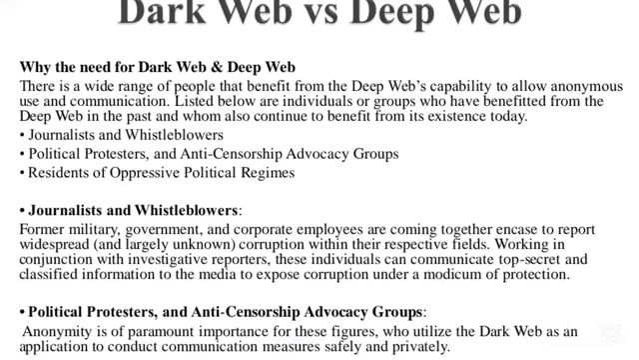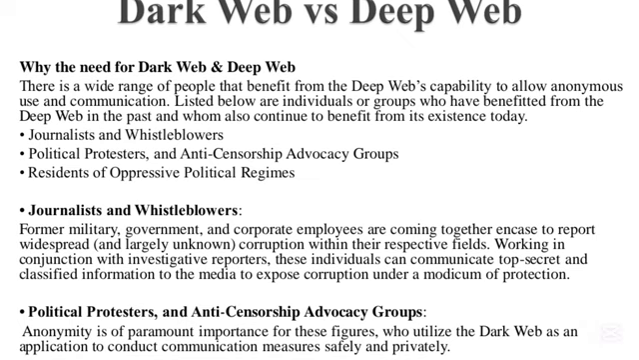Now, let's talk about why the need for the deep web and the dark web. There is a wide range of people that benefit from the deep web, as I said before, with the capability to allow anonymous use and communication. Listed below are individuals or groups who have benefited from the deep web in the past and who also continue to benefit from its existence today.